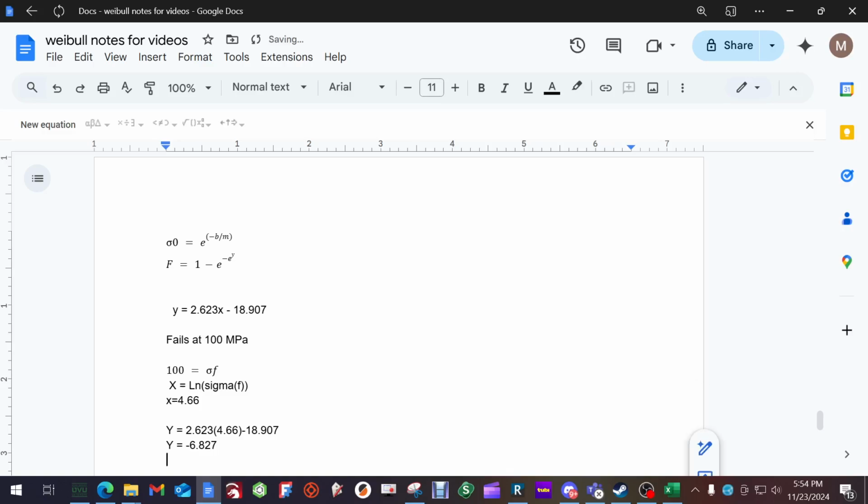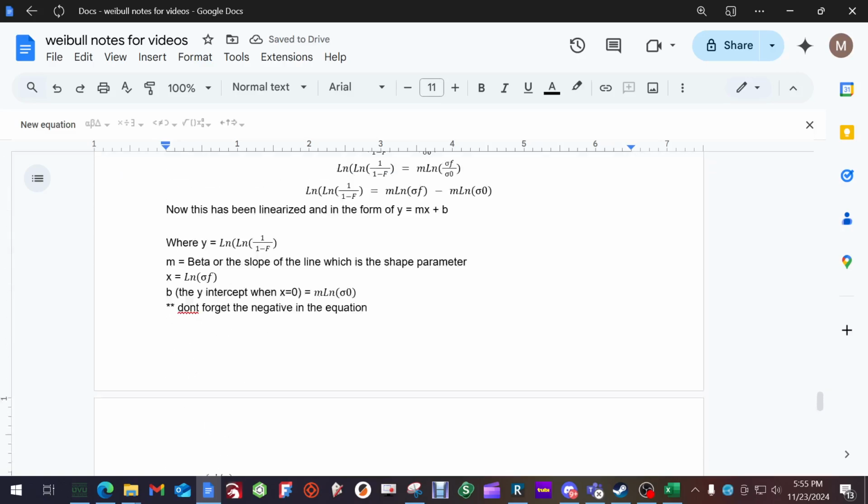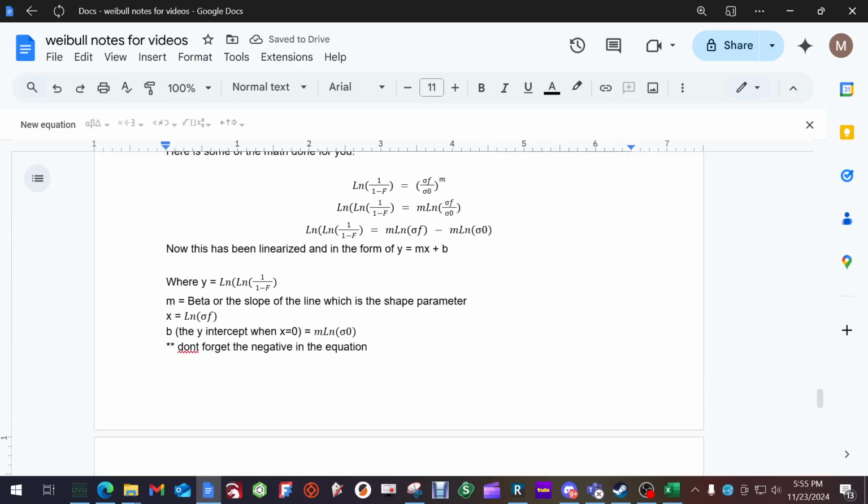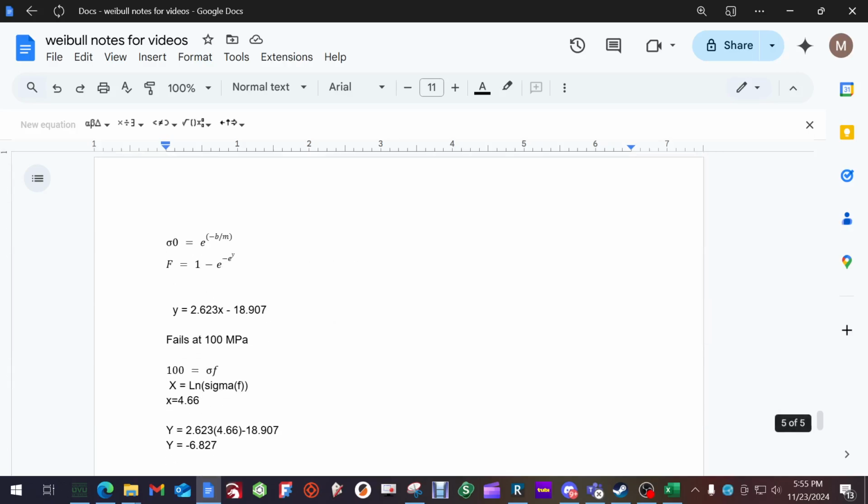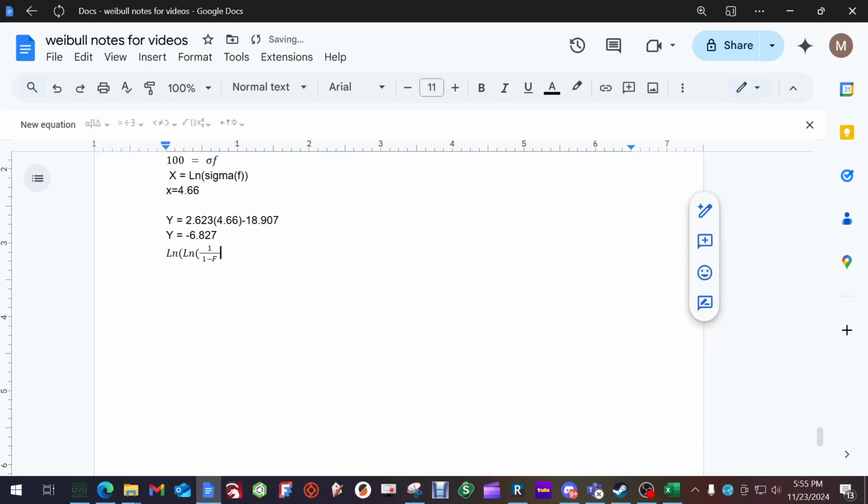Well, we know what y is equal to. Y, if we go up here, is equal to this expression right here. So let's set this expression equal to negative 6.827. I'm just going to copy and paste that so you can see what I'm doing. Now this is being set equal to negative 6.827. All right, perfect.